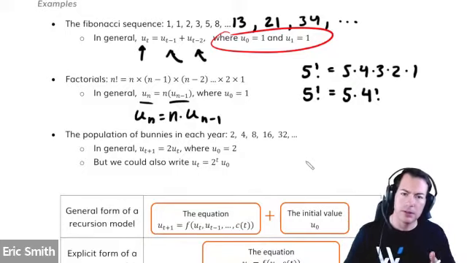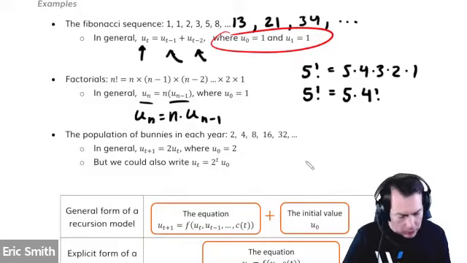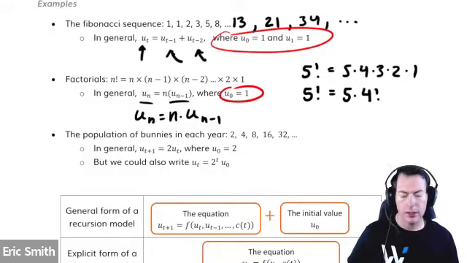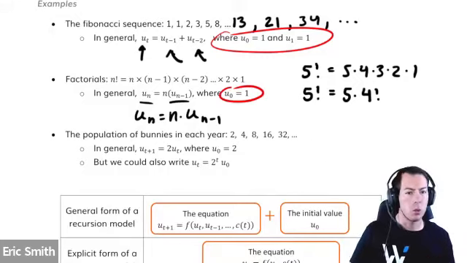If I want the specific factorial notation that we're familiar with, this will also need some sort of starting place. This one starts with the first number being 1.